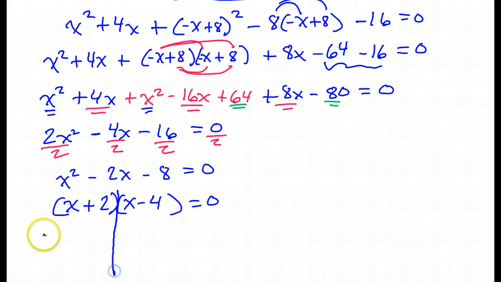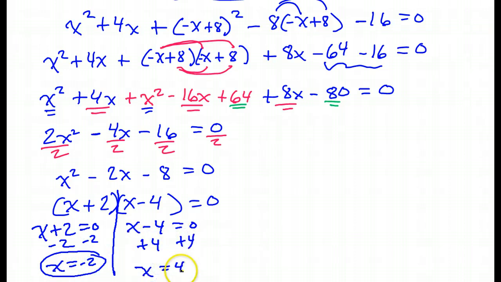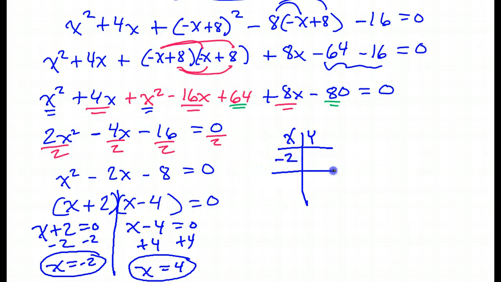To finish it off, I need to set these equal to 0. So I have x plus 2 equals 0, and x minus 4 equals 0. Subtracting 2 gives me x equals negative 2. Adding 4 gives me x equals 4. All right, but we're not done because we need the y values that go with them. I encourage you to think of this as a table of values, where we have the x values so far. We've got negative 2 and we've got 4, but we still need the y values that go with them.